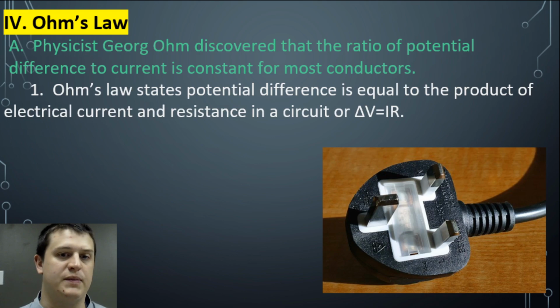I put in this plug here because it's the best example of a circuit that you probably use every day. When you plug in that electrical outlet, you're closing the circuit and causing it to let electrons flow. If it's just a plug sitting there, there's an open circuit. It's not connected to anything. Once you connect it, it becomes a closed circuit and electrons can now flow. The ratio of potential difference to current is constant for most conductors. That's why we can use this equation.